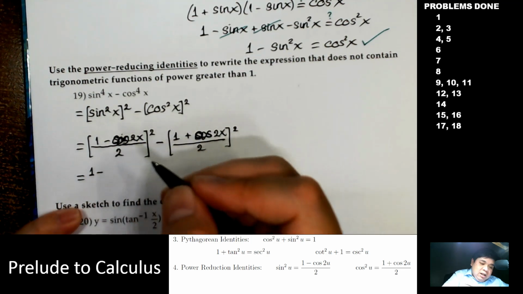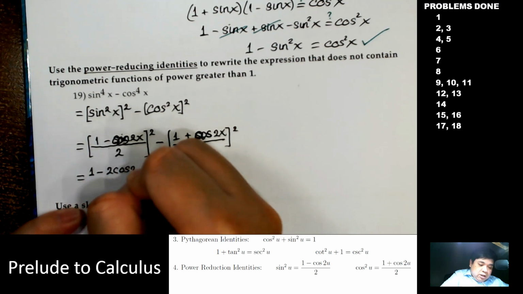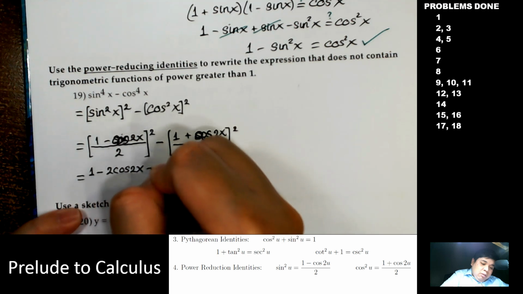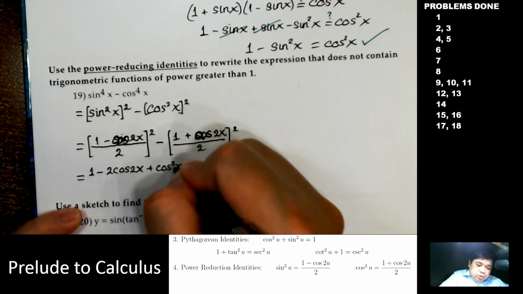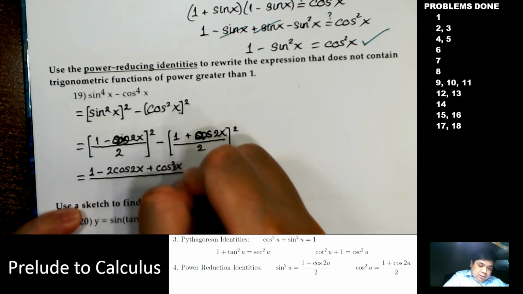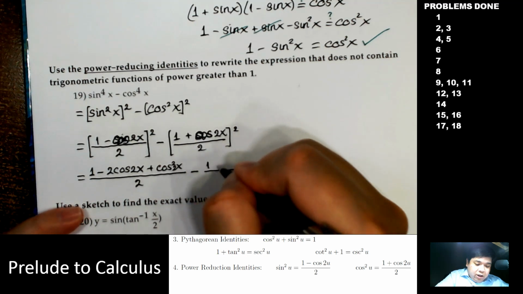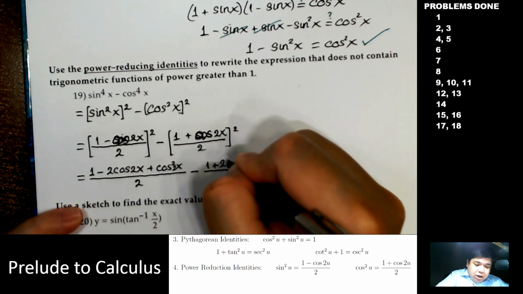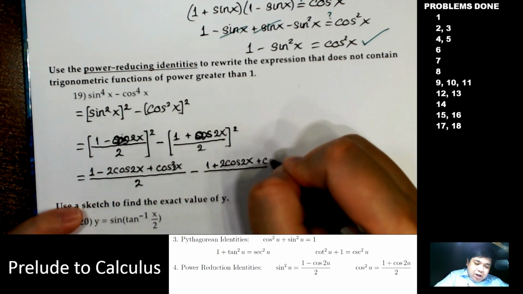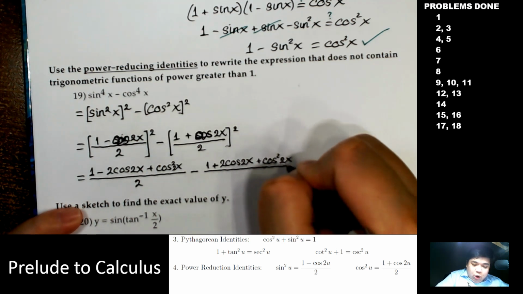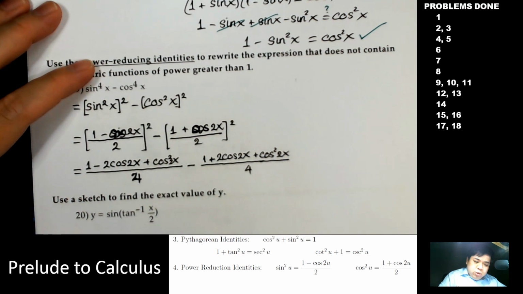The top square is 1, I skip a few steps, just do the square, so it'll be 2 cosine 2x plus cosine square of 2x, over 2 minus 1 plus 2 cosine of 2x plus cosine square of 2x. I'm going to do that in, of course, 2 square, so make it 4. There's a much better way to do this though.